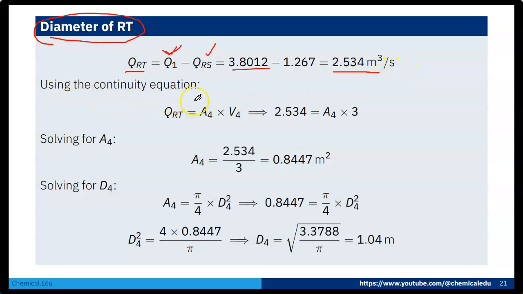Now using the continuity equation, QRT is equal to A4 into V4. The velocity is given here, so we can easily calculate A4. QRT is 2.534 and the velocity is given as 3, so A4 is equal to 0.8447 meter square. The cross sectional area is pi by 4 d4 square, so from here d4 is 1.04 meter.